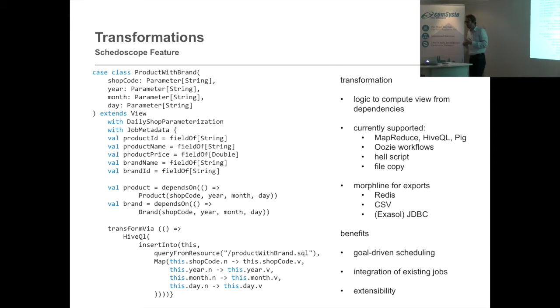And for exports, we use Morphline, which is a little ETL tool, a Java-based ETL tool coming from Cloudera, which we use to export data to Redis, CSV, or to external JDBC connections. And the main thing this enables is goal-driven scheduling. If I want to access this table, I just tell the system, please materialize yourself. Then the view computes its dependencies, sends messages to them, tells them, I need you, and they do the whole game on their own until we are down at the leaves.